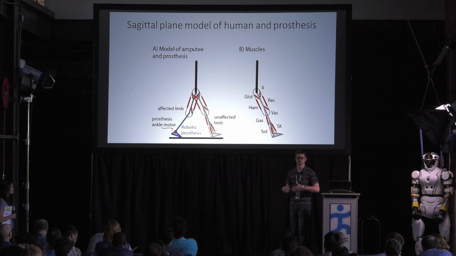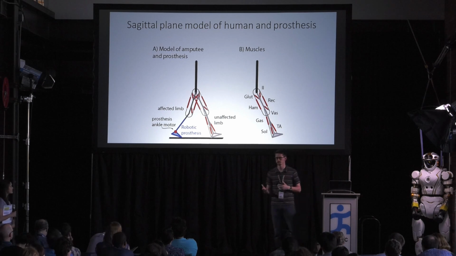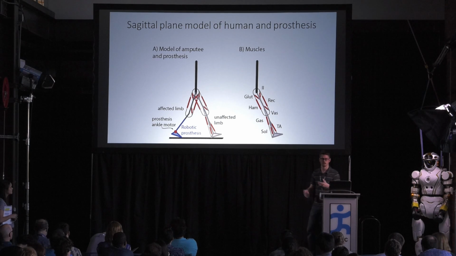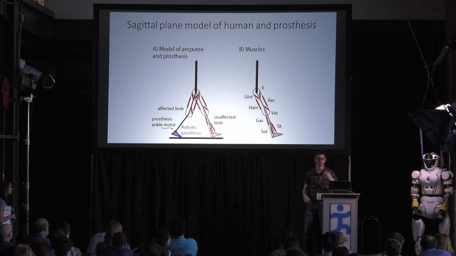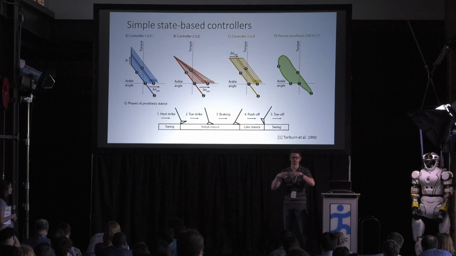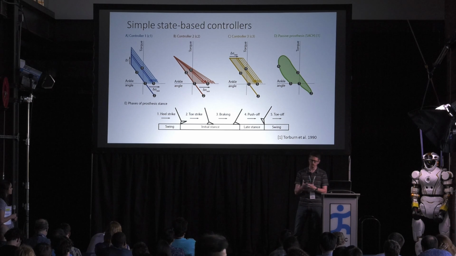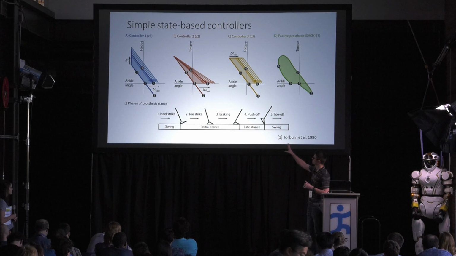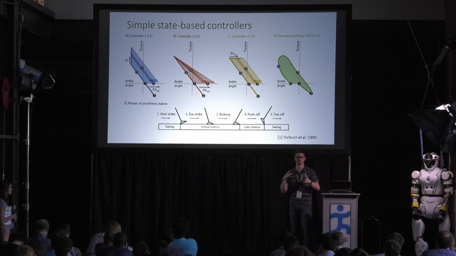So what we did is we built a sagittal plane model of a person wearing a prosthesis. It's actuated using 13 uniarticular muscles, 8 on the unaffected side, only 5 on the affected side, with all of the muscles around the ankle replaced with a prosthesis torque motor. Now, in a previous study, that torque motor was governed by some cost function for the prosthesis, but in this case, we're constraining it to act via a series of very simple state-based controllers.